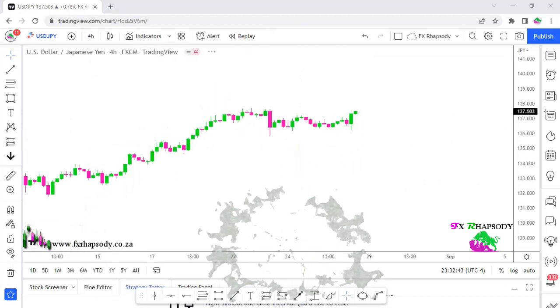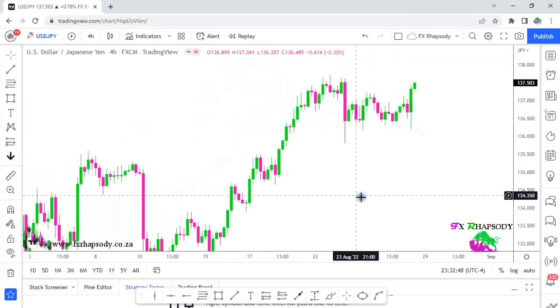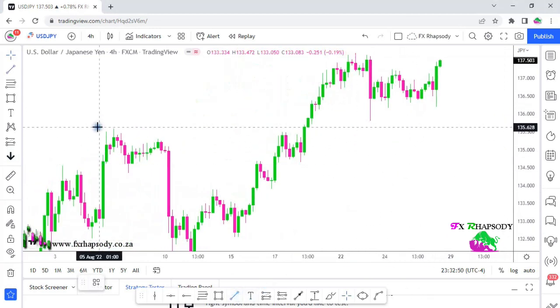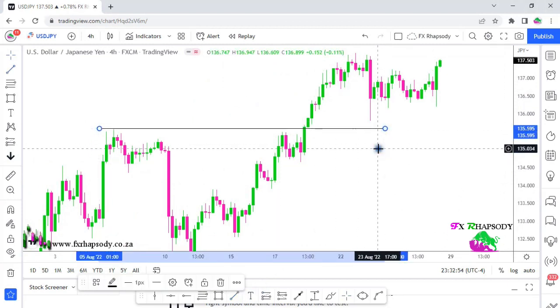Moving down to the 4-hour time frame, let's have a look here. Okay, we're going to just focus on this little area that we saw on the daily time frame. That area was broken in the market, right about there.